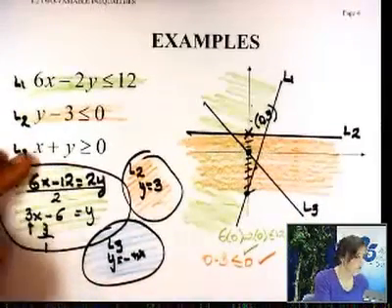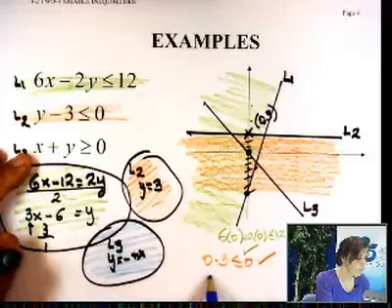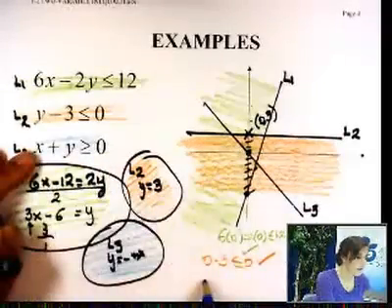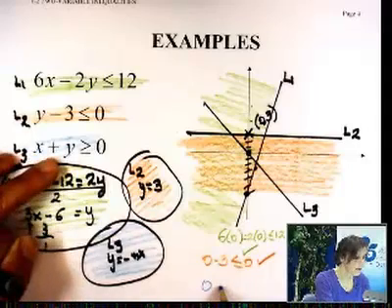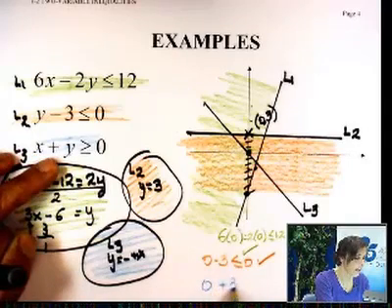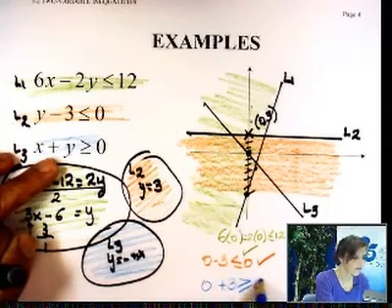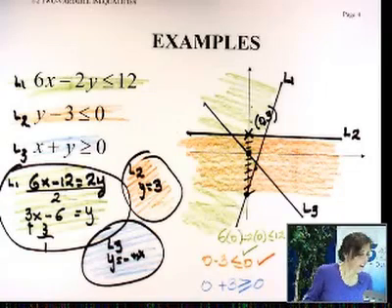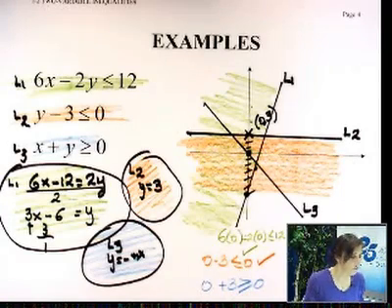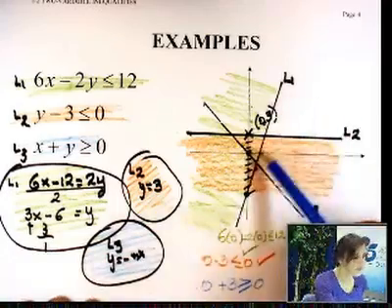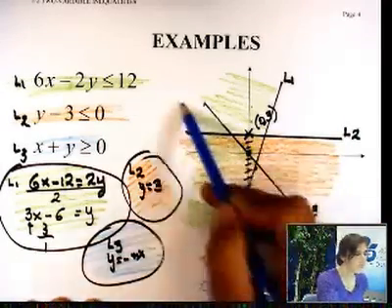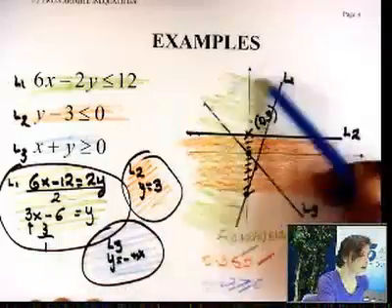So I'm going to go 0, 3. I'm going to put from this equation, put 0 for x, put 3 for y. Is that greater than or equal to 0? It sure looks like it. All right. So what am I going to do? So I have to shade the region that contains that point. And here's my borderline. So which way is it going to go? It's going to go this way.